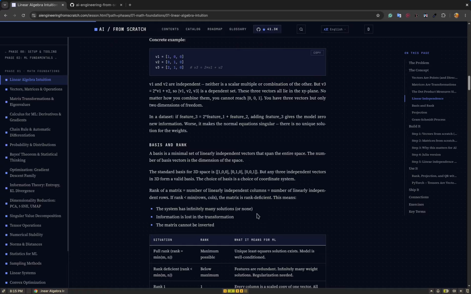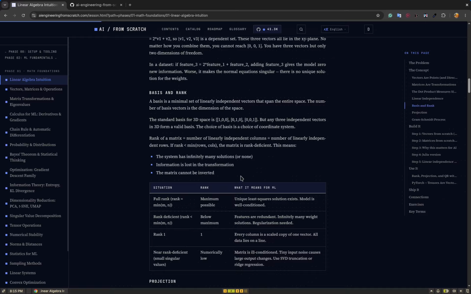Now, if the rank is less than the minimum of rows or columns, then the matrix is rank deficient. This means the system has infinitely many solutions or none. Information is lost in the transformation. The matrix cannot be inverted. So if one vector is dependent on another, then if I transform it, it cannot be transformed back into the previous form. Okay.